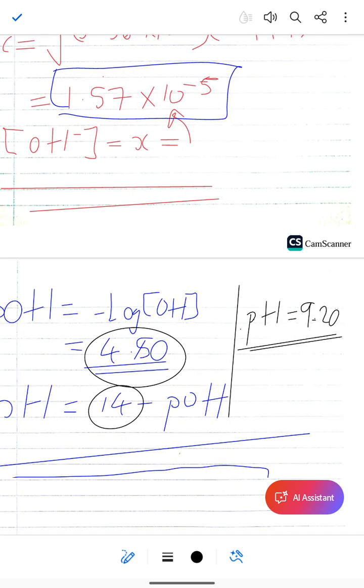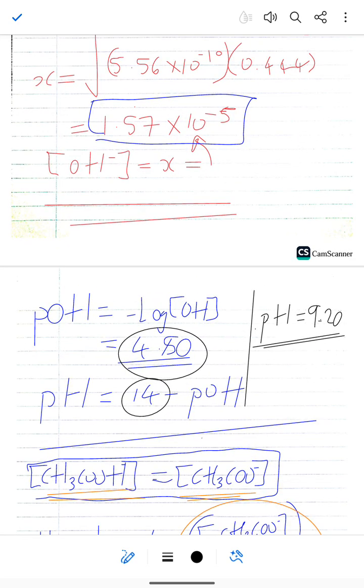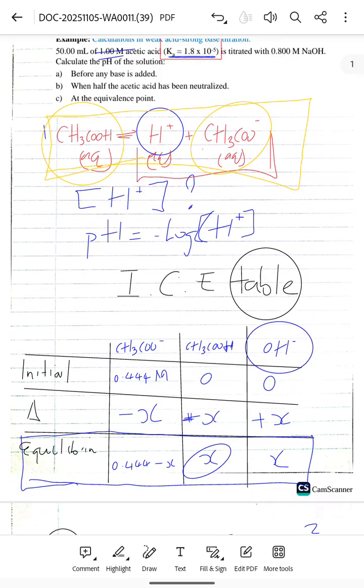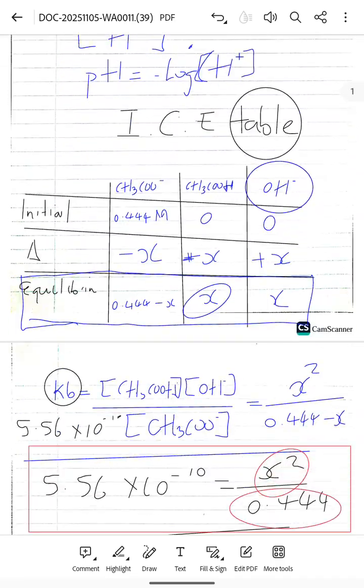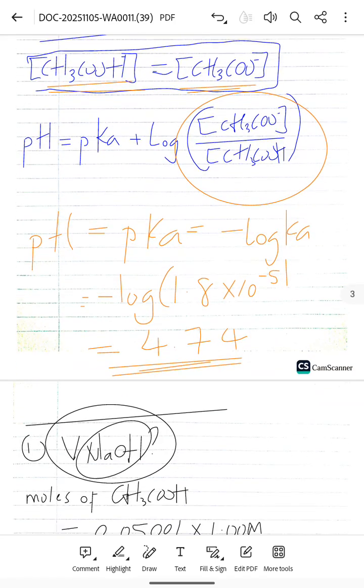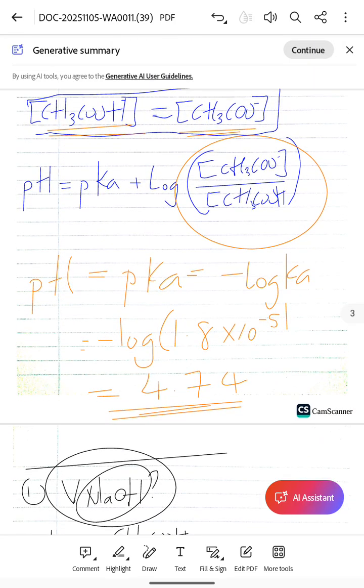So I hope this helps you. You should expect this type of question in section B of your Chem 101 exam. So familiarize yourself with the ICE table and this type of question. If you have any questions, please talk to me. Thank you.